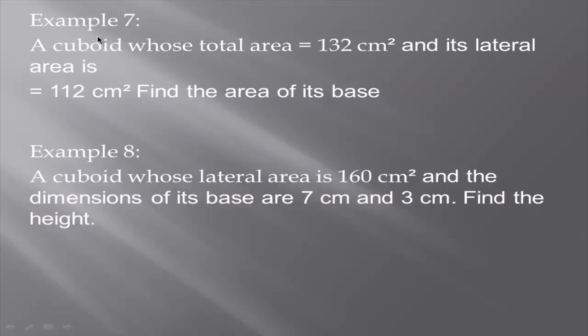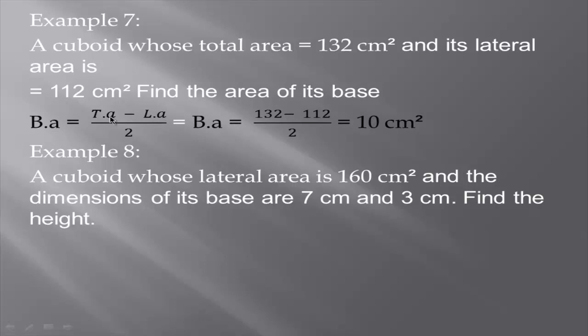Now, example number 7: a cuboid whose total area equals 132 centimeters squared, and its lateral area is 112 centimeters squared. Find the area of the base. In this application, they give me the total and the lateral area. So, the base area will be the difference between the total area and the lateral area over 2. It will be 132 minus 112 over 2. It will be equal to 10 centimeters squared.